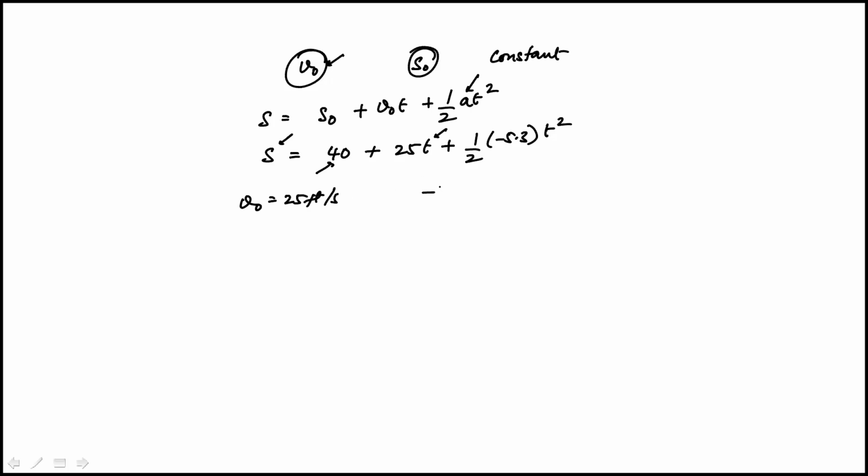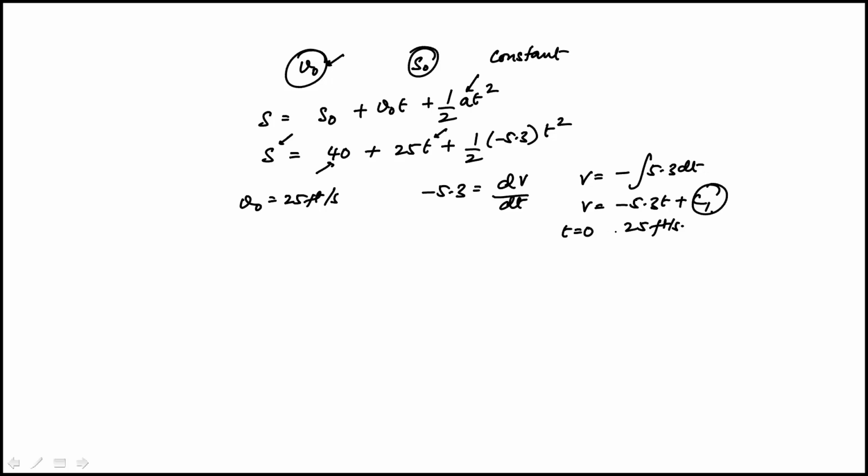Acceleration is constant, minus 5.3, so that will be dv over dt, which means the velocity would be the integral of minus 5.3 dt, which would be equivalent to minus 5.3 t plus c1. So when t is 0, we're given that the velocity is 25 feet per second. That means c1 will be 25. So our velocity is 25 minus 5.3 t.